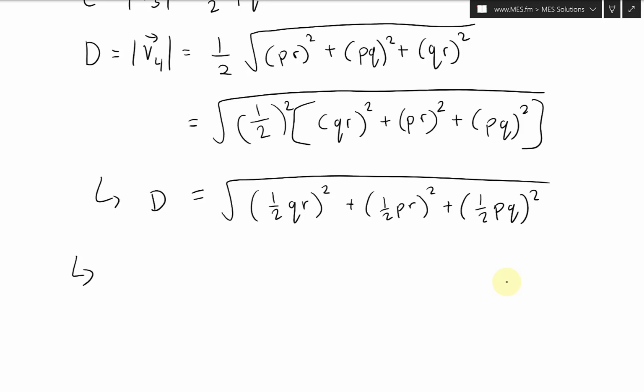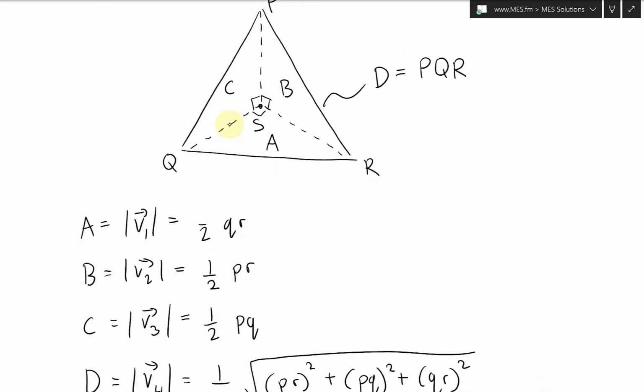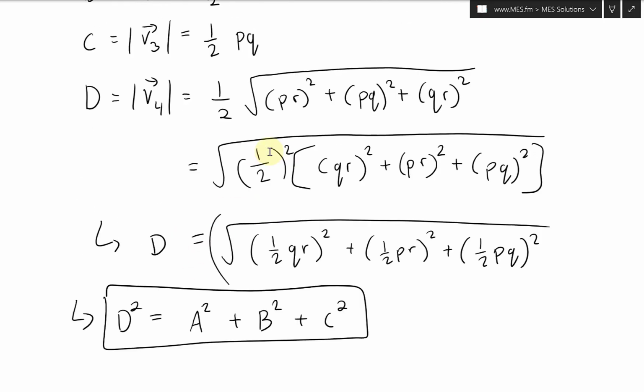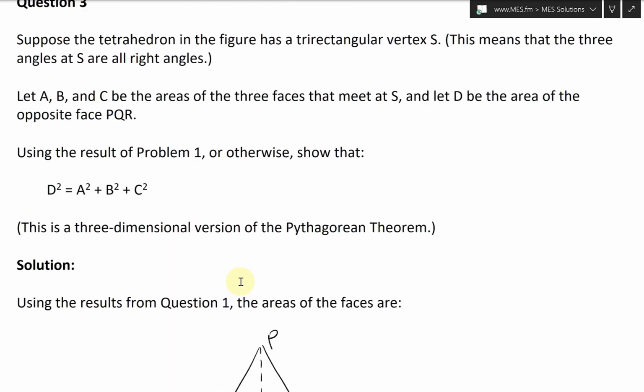But now if we square both sides, we're just going to get the 3D Pythagorean theorem. So this is our A, this one's B, B squared plus C squared, like that. And there is our answer. That's what we're asked to solve. And this is 1/2 QR, PR, PQ, and so on. Shift this around and make it all the exact same. So 1/2 QR, 1/2 PR, 1/2 PQ, line up, so A, B, C. So that's exactly this.